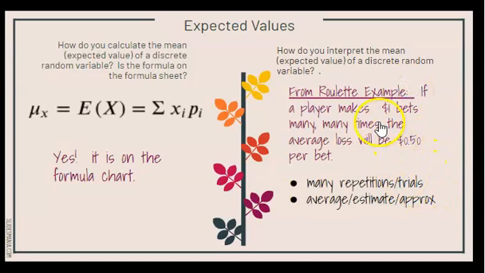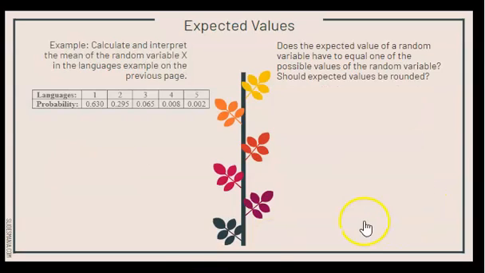Now, key things to remember when you're interpreting an expected value. Make sure you include something about many repetitions or many trials. And you want to say the average loss or estimated loss or approximate loss. It's not exact. So you need to include one of these words, right?